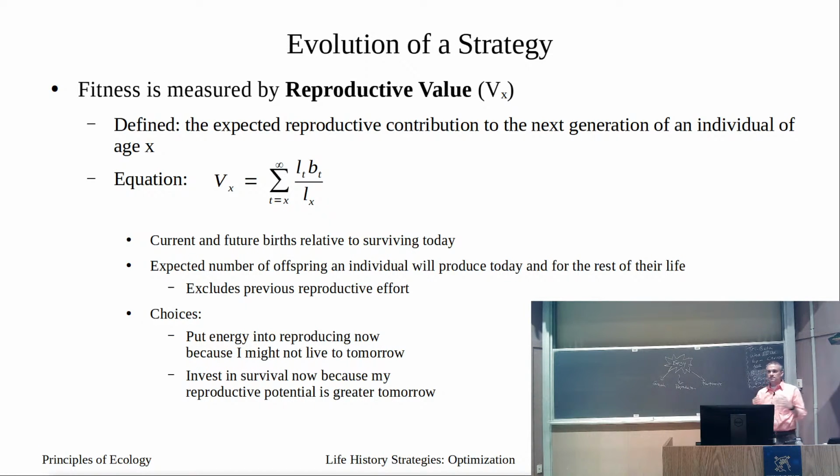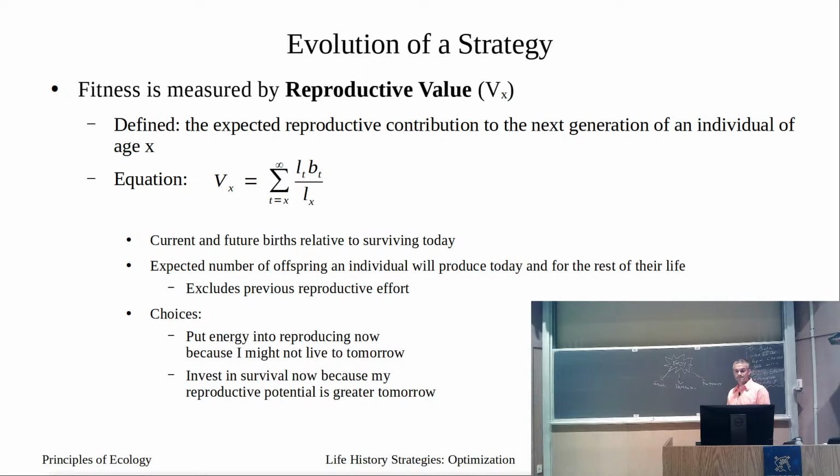Reproductive value has a variable v sub x. So we've got that x term in there again, which means that our reproductive value is going to change based on the age of the organism. So what is reproductive value? Reproductive value is the expected reproductive contribution to the next generation of an individual of age x. Get that written down. So what's our expected reproductive contribution to our next generation? And that's going to vary based on our age.